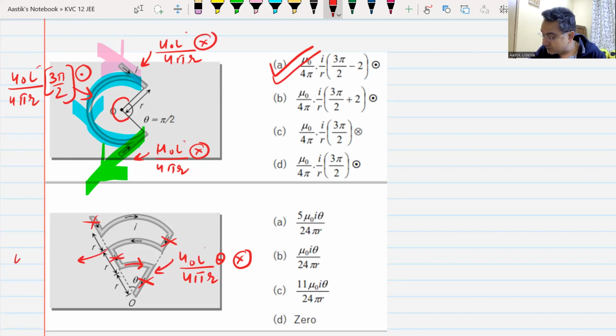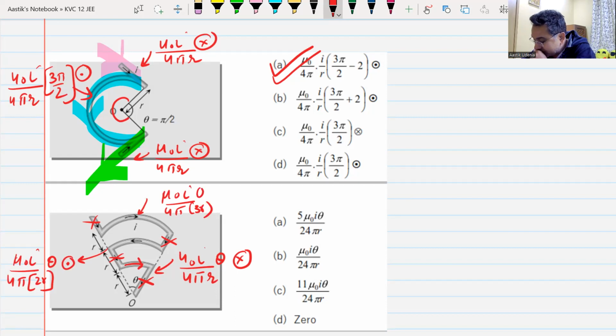Due to this wire, mu naught I by 4 pi, the radius is 2r and the angle is theta. But the direction would be outside. Third wire, mu naught I by 4 pi into 3r multiplied by theta, but the direction is inside. Do we understand this? Yes or no?